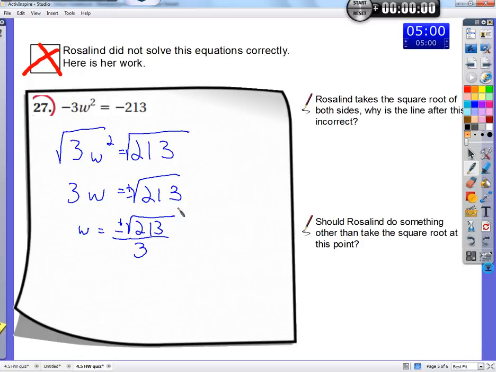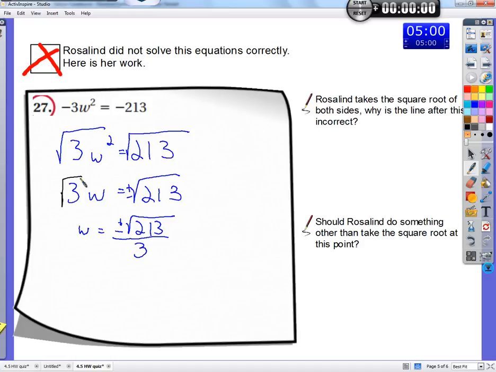Yes, Gavin, 3 isn't the square root of 3. So what Gavin is saying is if you're going to take the square root of both sides, she took the square root of w squared, but didn't recognize that you're supposed to take the square root of 3. What is the square root of 3? Some decimal number between 1 and 2. Right? 1 times 1 is 1, 2 times 2 is 4, and 4 is bigger than 3. Technically speaking, the square root of 3 is the square root of 3. There's no perfect square root for 3.